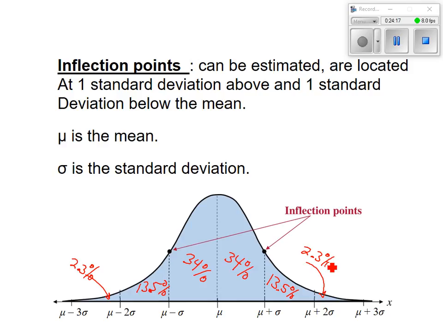So anything that's out here, remember, from here down is considered unusual, and here up is considered unusual. Then once you get out past the 3 standard deviations, which is way out here, if you're outside of that, it's considered very unusual.